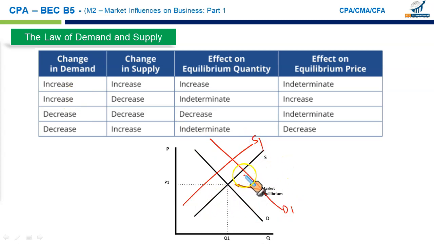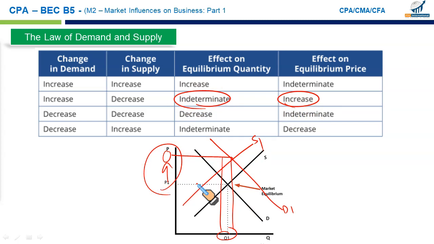So what happens? The price definitely goes up. We are sure about the equilibrium price, but we are not very sure regarding the quantity, because the supply and demand may move disproportionately. So the quantity demanded is indeterminate, but the price is definitely going to go up.